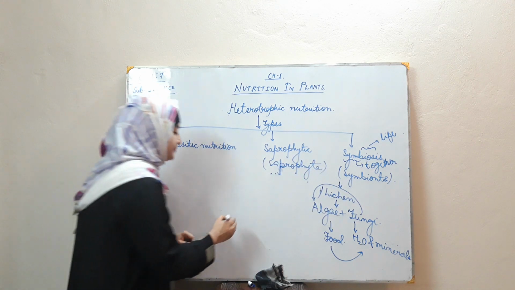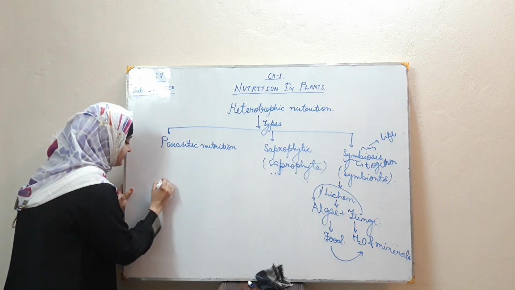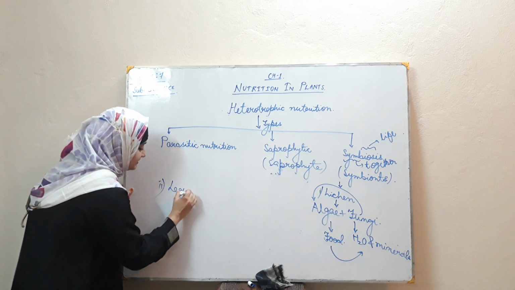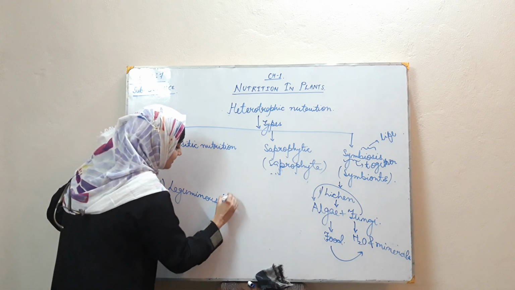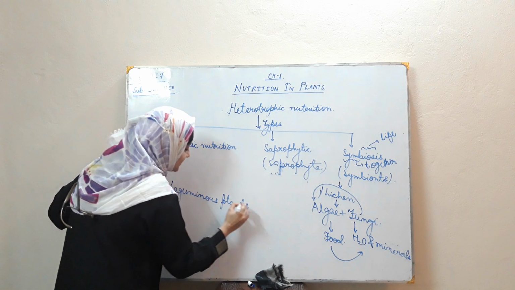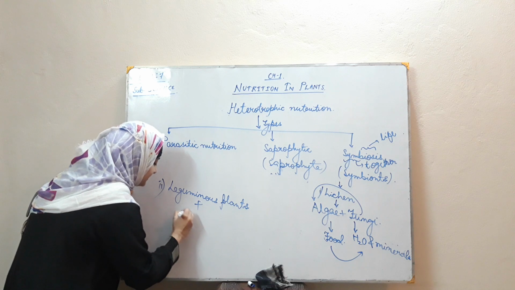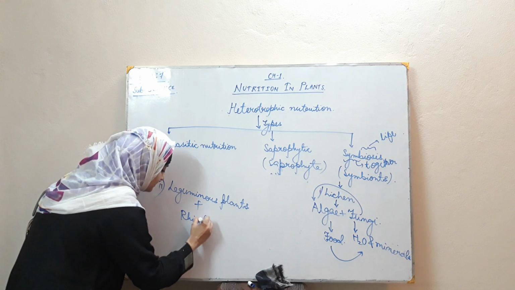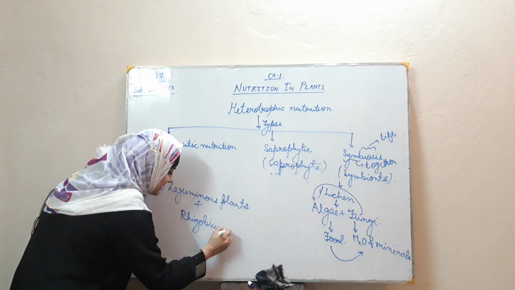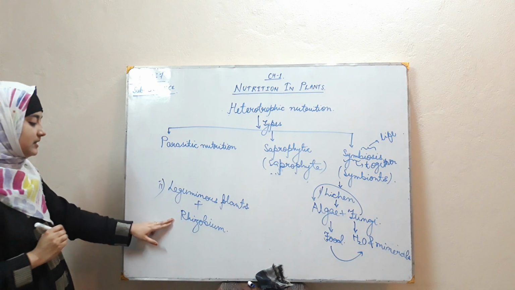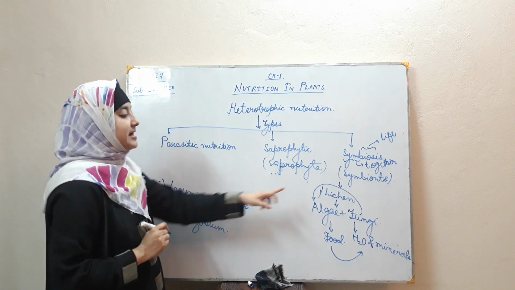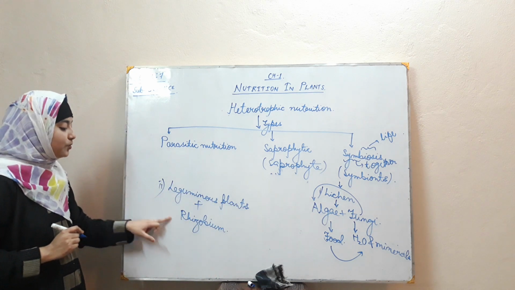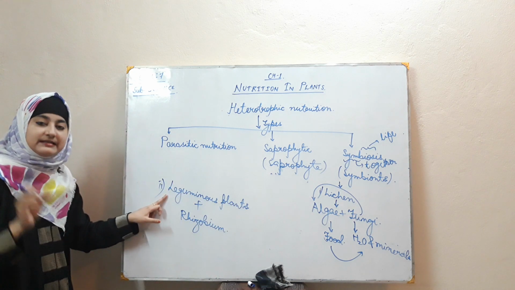Take another example. I've just discussed the leguminous plants. Basically the roots of leguminous plants plus rhizobium, which is the nitrogen fixing bacteria. Okay, so here this is again an example of what? Symbiotic association in which both of the interacting species are benefited.